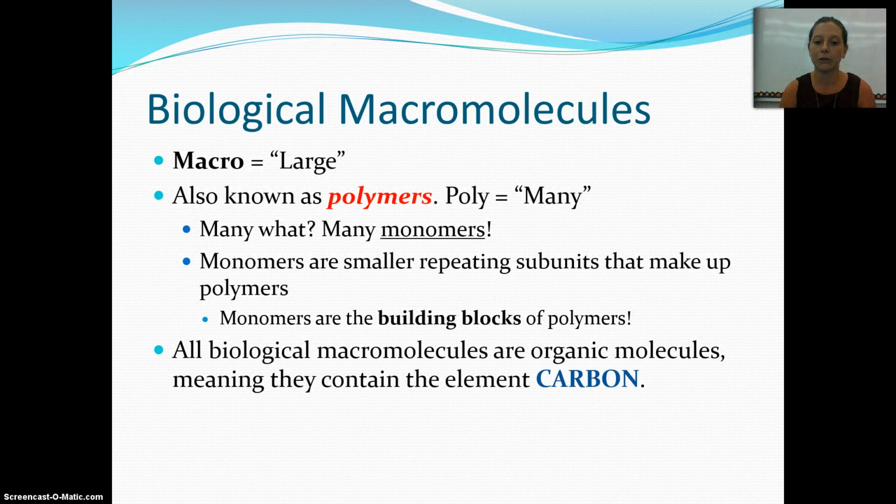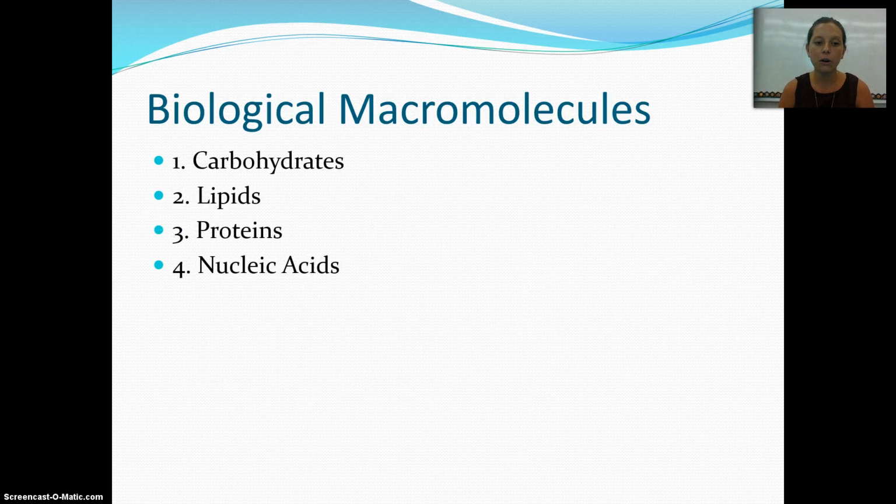All biological macromolecules are organic molecules, which means they contain the element carbon. Every organic molecule contains the element carbon. So all these molecules that we're going to be talking about today that are so incredibly important to living things all center around having the element carbon. So there are four biological macromolecules: carbohydrates, lipids, proteins, nucleic acids. Today's going to be a little bit of an introduction to each of these biological macromolecules.